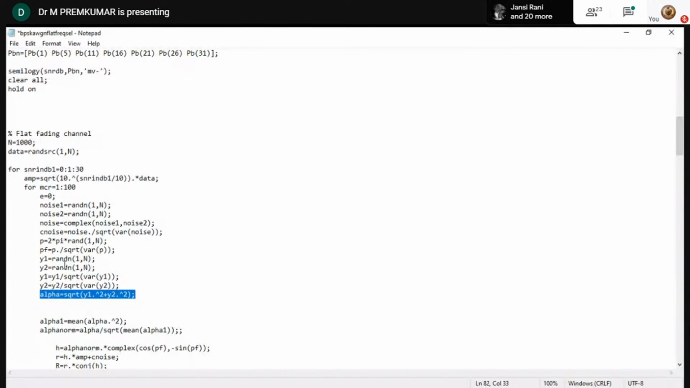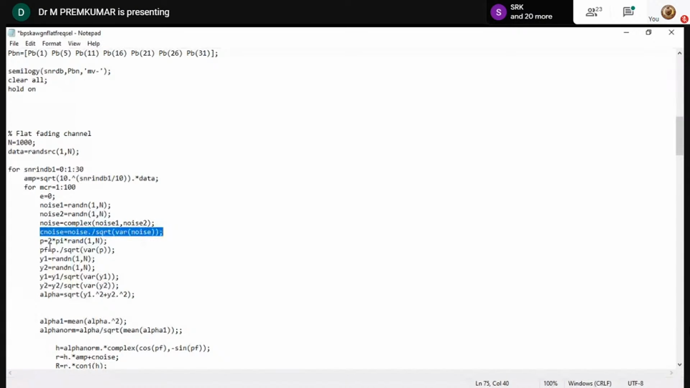Then we define two noise values. Since the channel is considered to be complex, we consider complex noise. All these inbuilt commands are available in MATLAB. This is written in MATLAB. Then we are just normalizing the noise, in the sense of the corresponding distribution, for example mean 0, variance 1 for a normal distribution. Likewise, you can have it for a Rayleigh distribution.